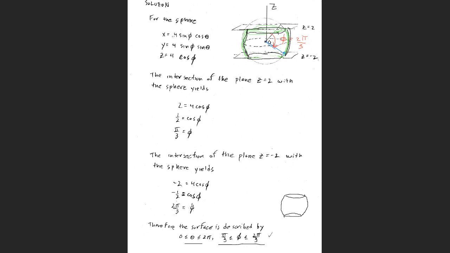Phi is between 60 degrees and 120 degrees, and theta is 0 to 2 pi. Does that help you see it, Jamal? This is what the surface would be described by those equations there. So you see, that's how you can describe the surface that way.